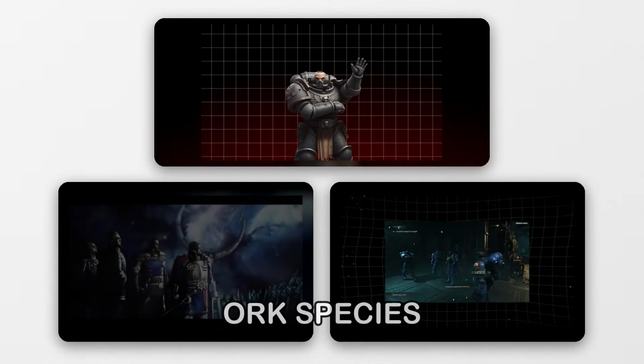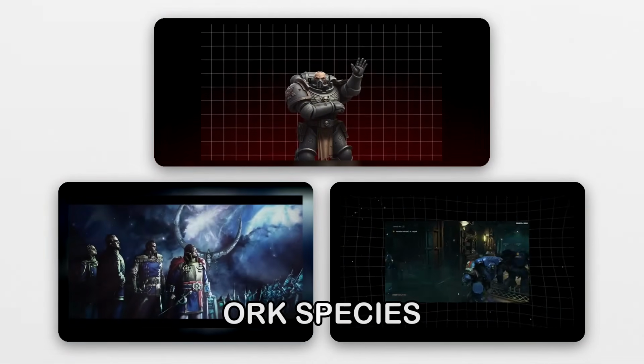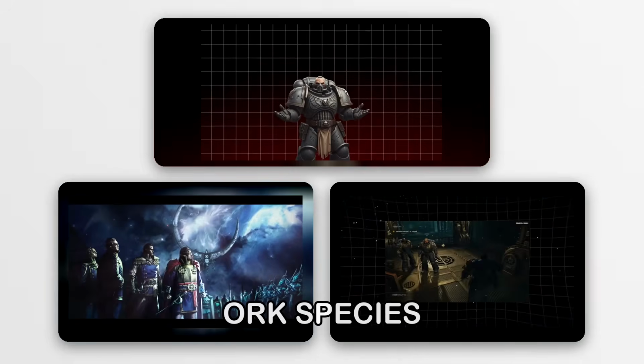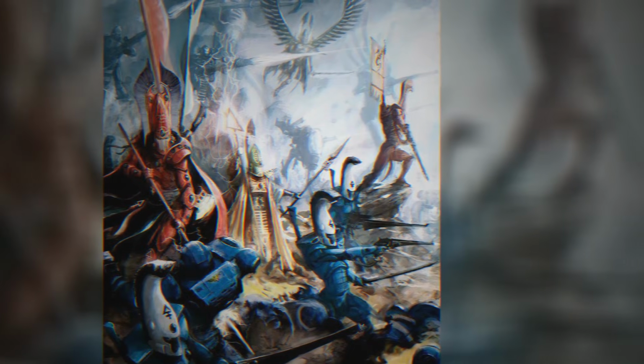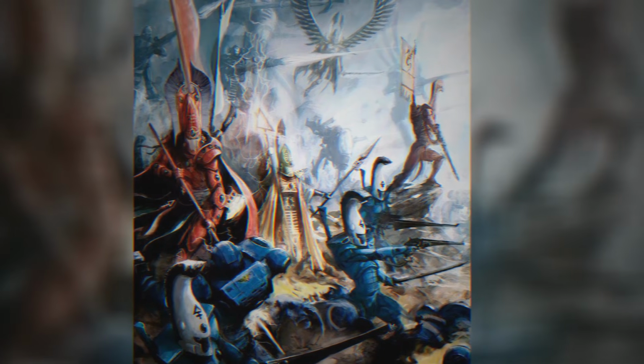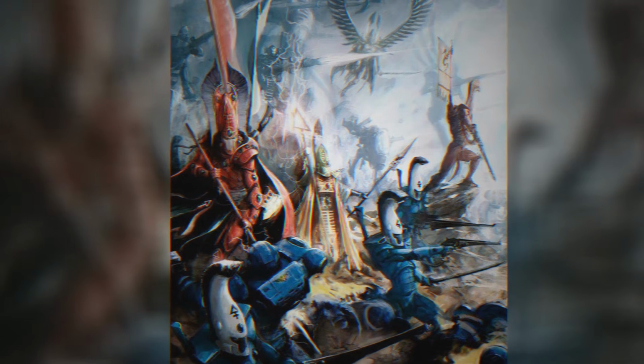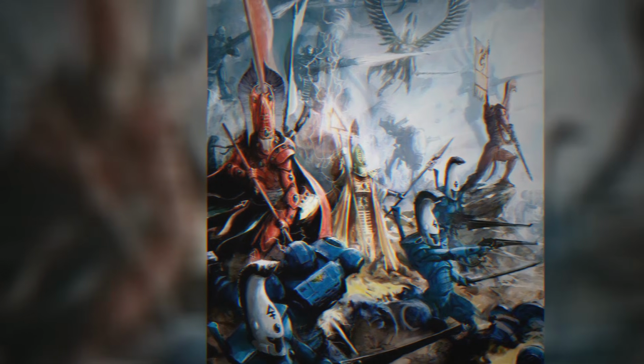As the Krork established their dominion over the nascent orc species, the other great power of the galaxy, the Eldar, began their own ascent. Around 15 million BC, while the Krork were still consolidating their hold, the Eldar, having emerged from their own evolutionary crucible, began to colonize vast swathes of the galaxy.